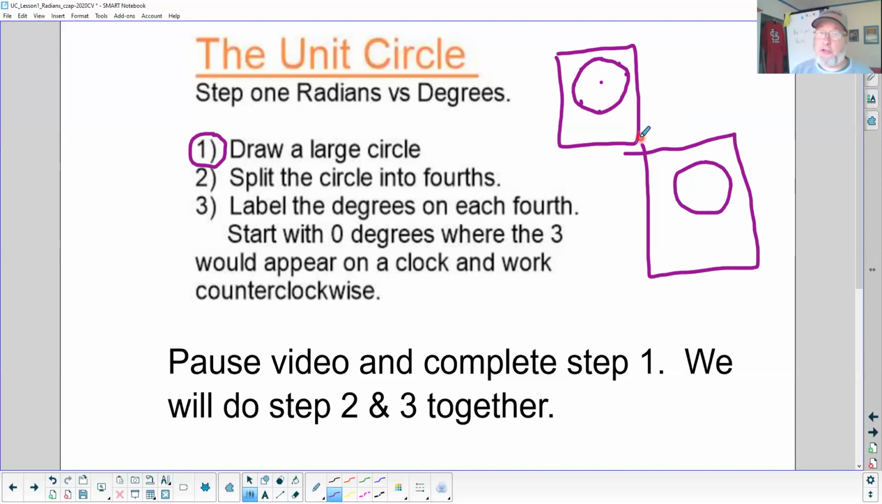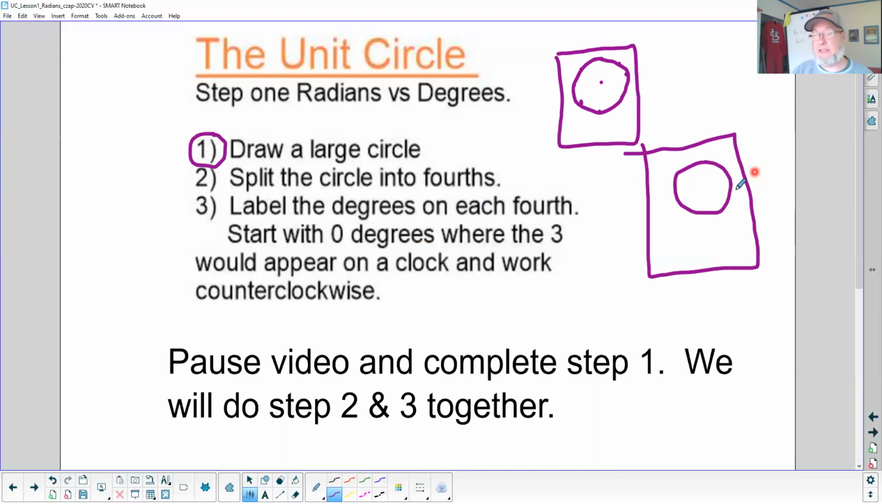All right, so your circle should be drawn. The next thing we're gonna do is split this circle into fourths, and start to label degrees on each of these fourths. Now don't do this yet, we're gonna do this together. We're gonna be starting with 0 degrees where the 3 would appear on the clock. It's kind of how the unit circle works.